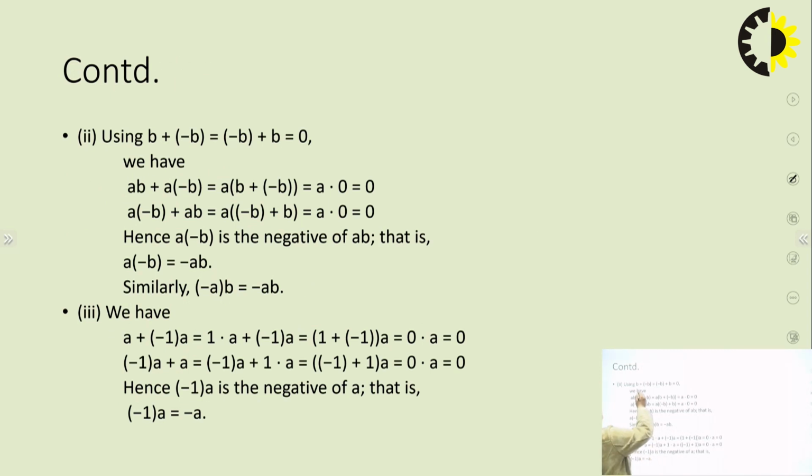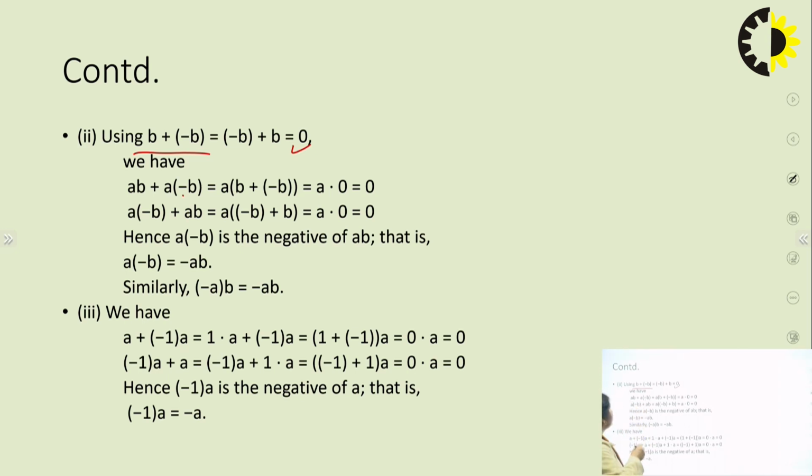We know that when we add B with negative of B, we get 0 in the answer. That is the additive identity. So if A into negative of B, as we have seen on the last slide, is negative of AB, it means if I add this to negative of AB, I'll get 0 in the answer.